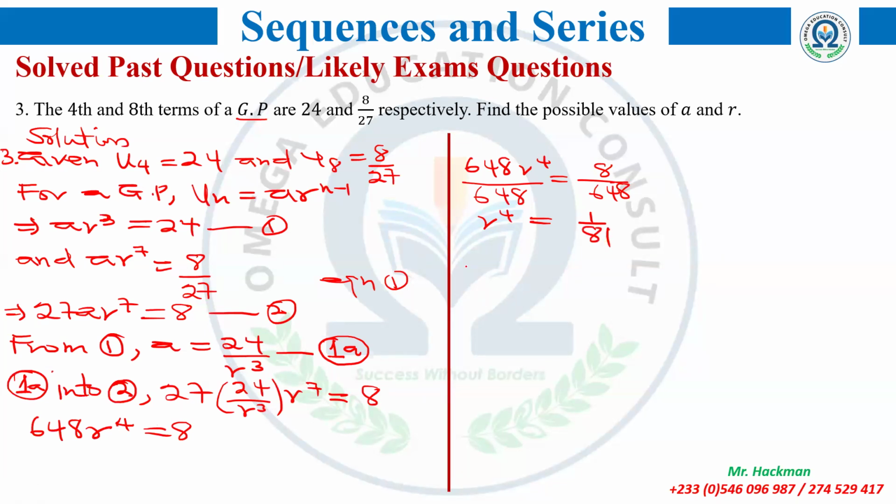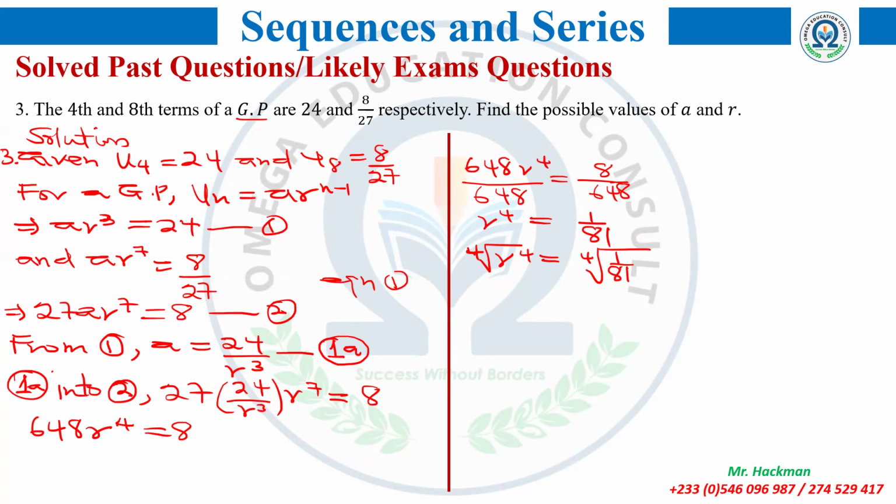So now I'm going to take the fourth root. So the fourth root of R to the power 4 will be equal to the fourth root of 1/81. Do you agree? Yes, please. So is that what you all write? No, sir. Okay, so what will you write? Just try. Sir, plus or minus the fourth root of 1/81.